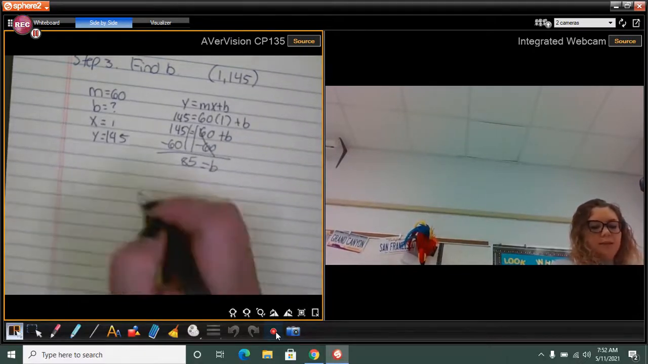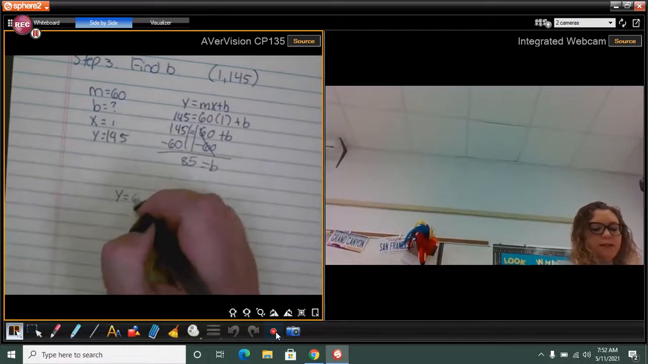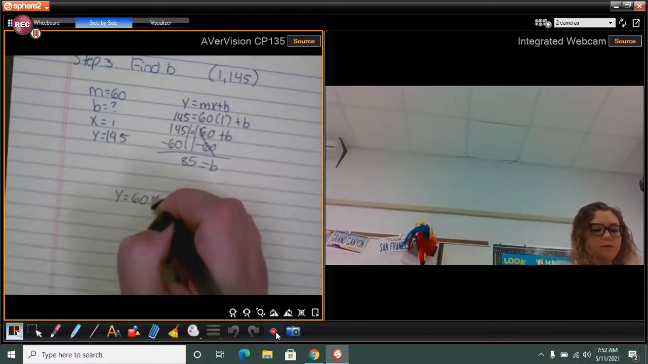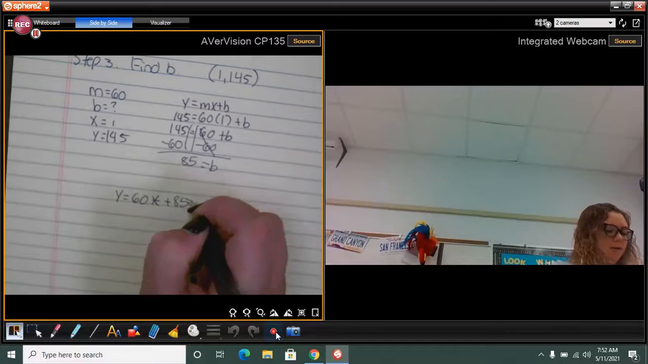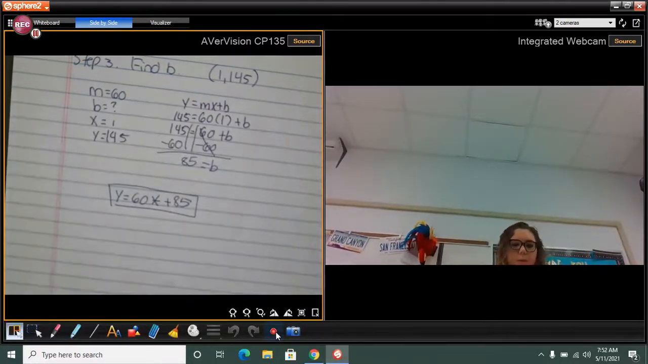And then lastly, write your equation. Y equals your slope, 60x plus 85. And that is my answer. Okay. So this one's a little bit more complicated.